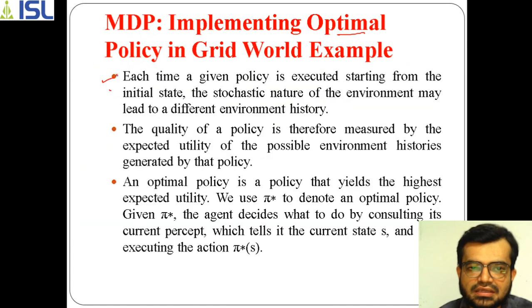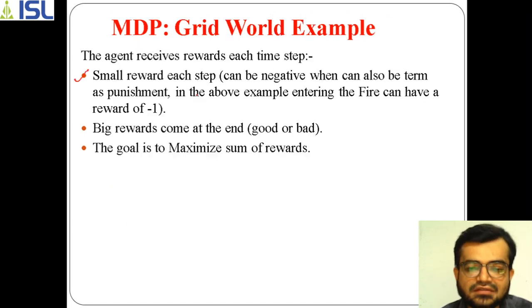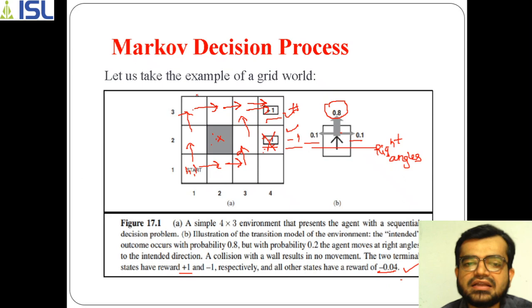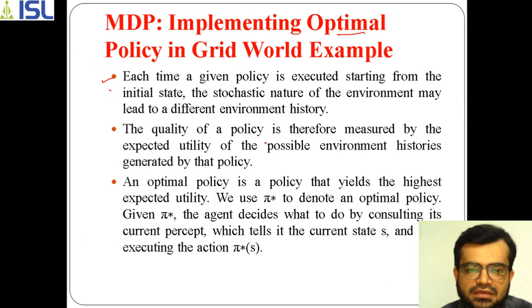But optimal policy means whenever a policy is executed starting from the initial state, the stochastic nature of the environment may lead to different environment histories. Stochastic means we can't say that the agent will move to this path only as we have recommended, because the agent is in a stochastic environment. It can move in this direction or that direction, but the agent has to avoid this path. So in that sense we are using optimal policy.